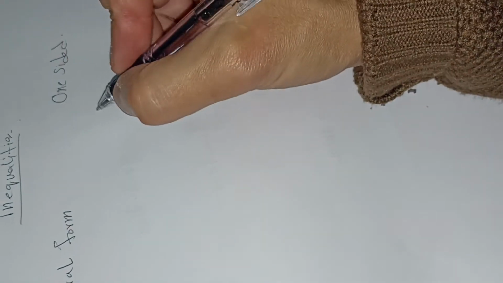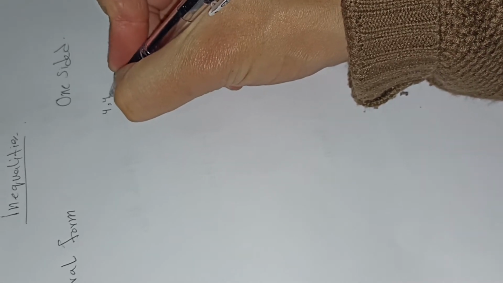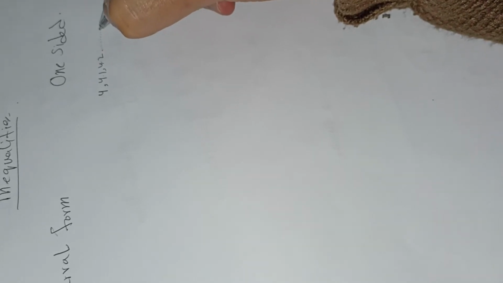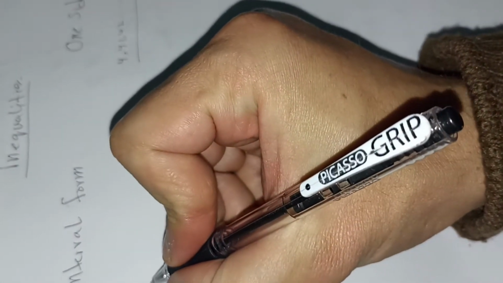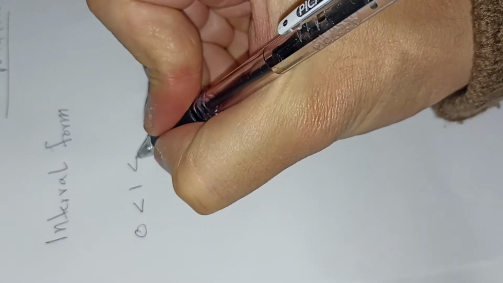So any value which is greater than 3 might be 4, 4.1, 4.2, then go on, 1000, 1001, and then go on. It will be an infinite series of numbers. So this is called one-sided inequality, whereas the last example that we did was 0 is less than 1 and 1 is less than 10.